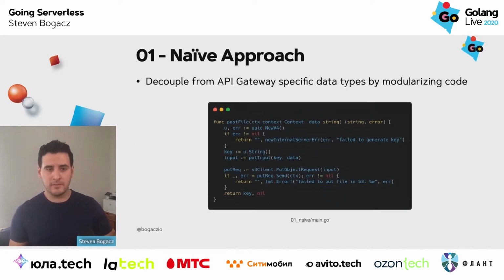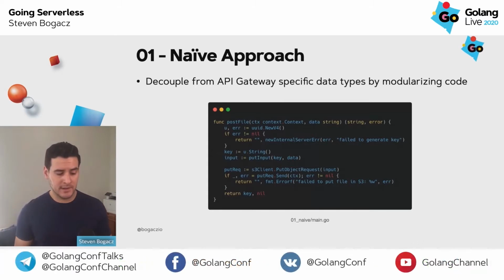non-native Go object. So basically, if you look at this post file method that we were invoking in the last slide, you'll notice that we're just taking string data, and it doesn't know anything about API gateway proxy requests or API gateway proxy response. So it has decoupled that very AWS specific layer.